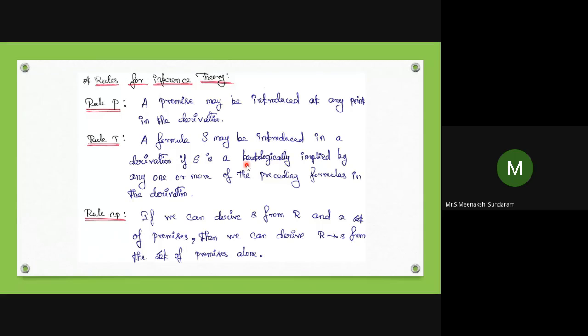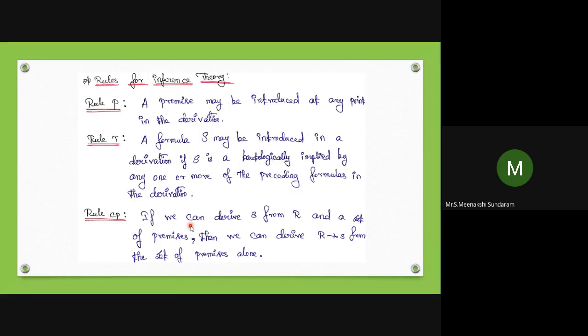No. So yes. S may be introduced in a derivation if S is tautologically implied by any one or more of the preceding formulas in the derivation. If we apply a formula, then you use rule T. If you use the hypothesis or the given statement, you use rule P. Okay, this is rule P and rule T. Next, rule CP.